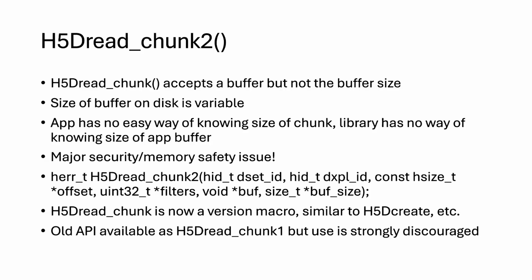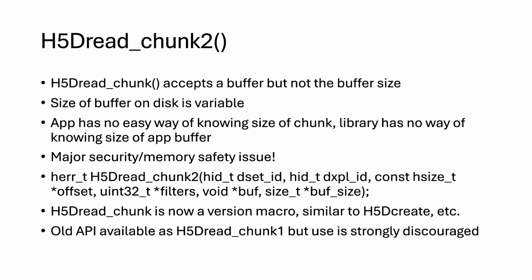So to get around this, we've introduced a new version of H5Dread_chunk, H5Dread_chunk2, using the standard versioning scheme where the function names are now H5Dread_chunk1 and H5Dread_chunk2, and H5Dread_chunk is a macro, and it gets assigned to one or the other depending on your preferences.